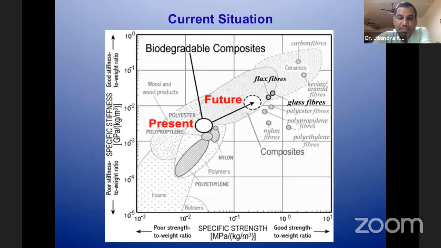So the current situation is defined by this picture. The x-axis defines the specific strength, and the y-axis defines the specific stiffness. This is the present situation, where we are nowadays, using polymers; polyurethane foam-based composite material is also used for packing and other purposes.